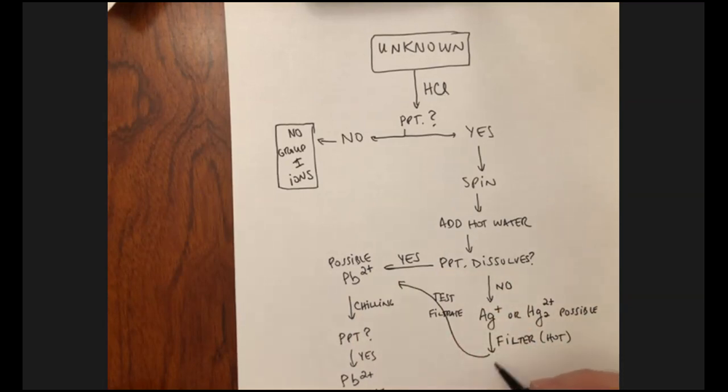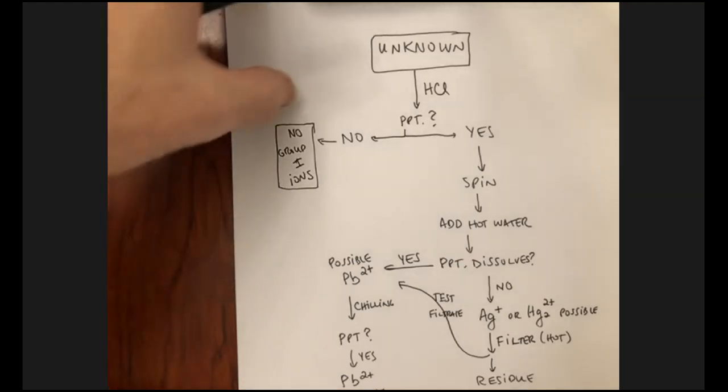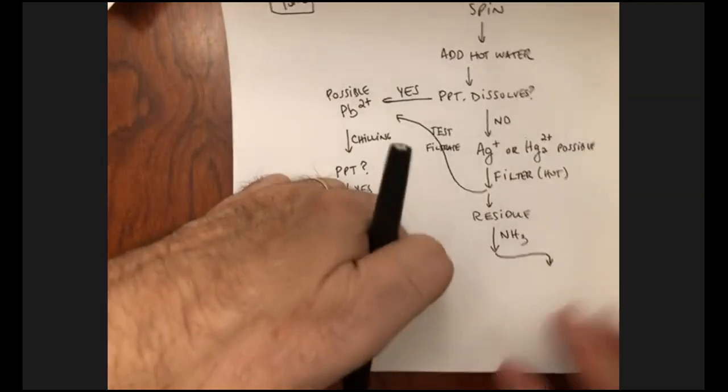Now, at this point, you have your residue. And then you want to check, do I have silver or do I have mercury? So what I'm going to do is an ammonia wash. All right. Hold on a second here. Let me see if I can scroll this over here. Oh, there we go. Sorry.